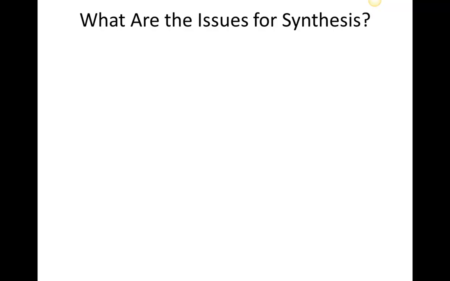So if we're talking about synthesis, making small molecules into bigger molecules, we need to know what are the issues associated with doing that. And there are several things we're going to look for. Number one is the carbon skeleton. In other words, how many carbons do you need in your final product, your target molecule? And are there any rings? Are there any branches? Or is it just a straight chain?